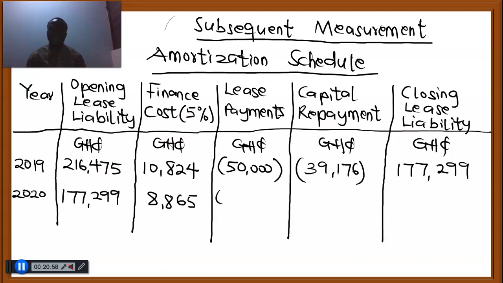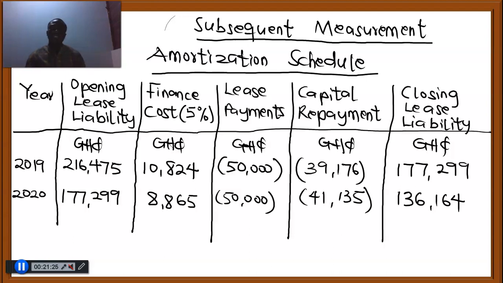Then you subtract the annual lease payment of 50,000. When we net off the finance cost and lease payment, we get a capital repayment amount of 41,135. And then we subtract the capital repayment from the opening lease liability, and we get an amount of 136,164. The question requires us to show extracts for 2019 alone. So when we get to 2020, we can stop with that.